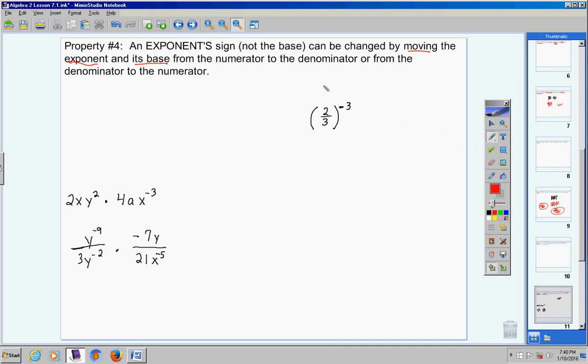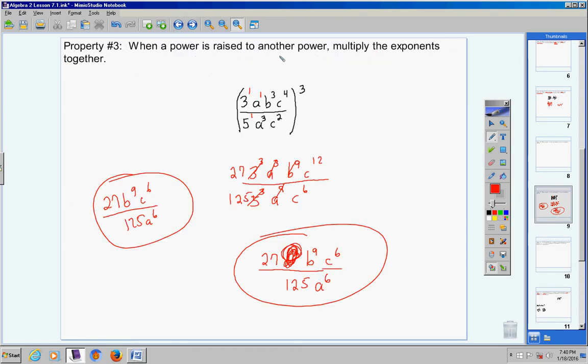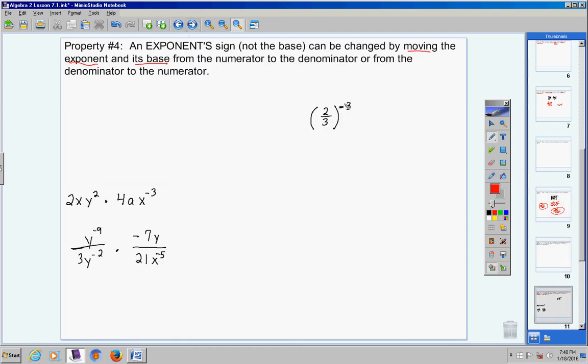Well, we learned back here in our third property that when you have a power raised to a power, you multiply the exponents. We have a 1 right here and a 1 right here. So we have these 2 powers right here being raised to the negative 3 power. So we're going to multiply our exponents. Negative 3 times 1 is negative 3.